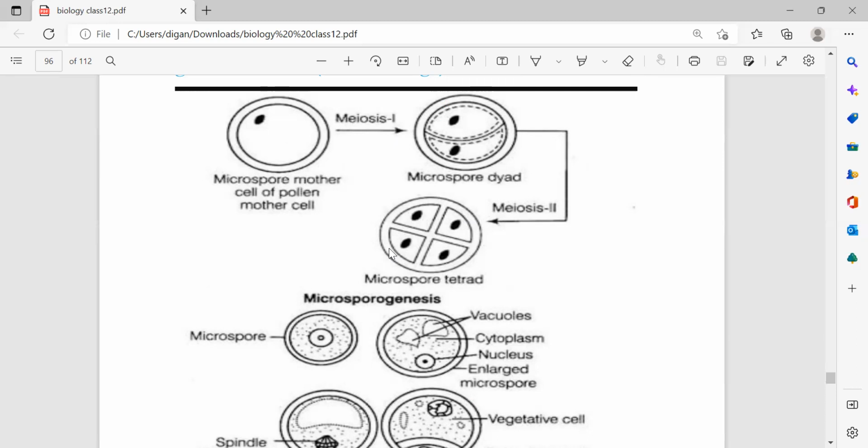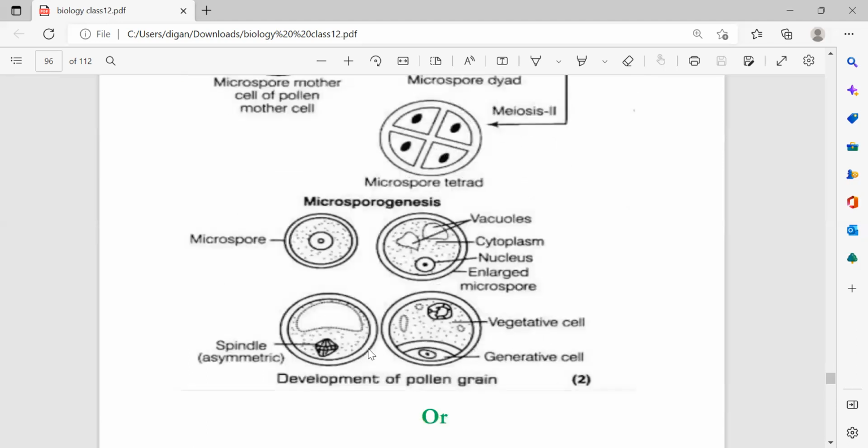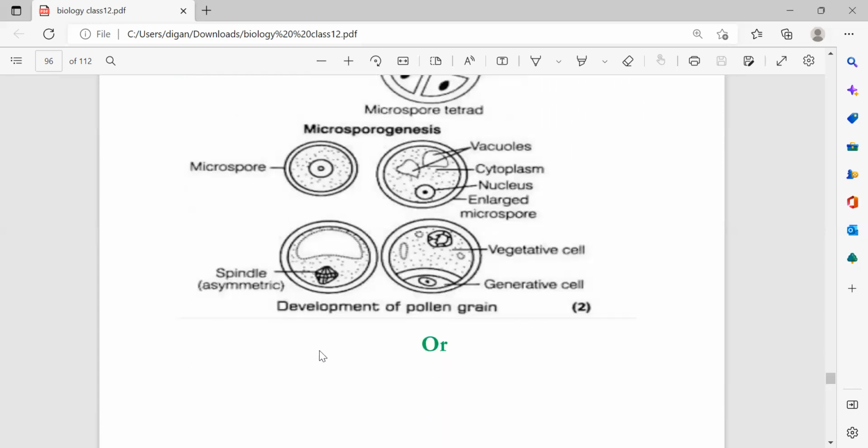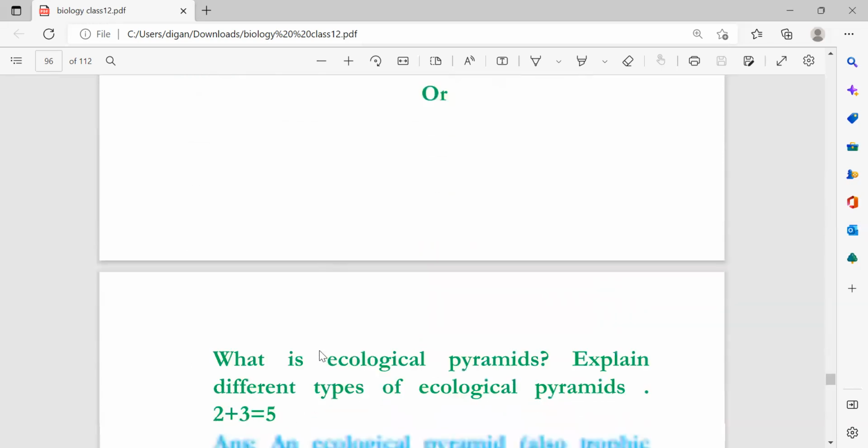From the microspore tetrad, a microspore is produced. This is the microspore. This microspore has a nucleus, and this nucleus is divided. One is the vegetative cell, another is the generative cell, and this generative cell is spindle shaped. So this is the structure of the tree cell structure, the development of the pollen grain.